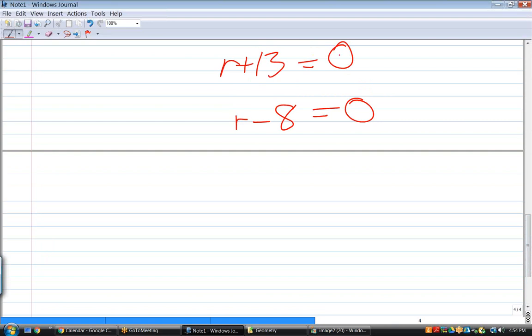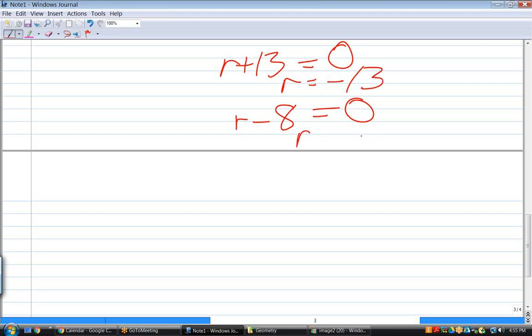If r plus 13 equals 0, what's r? R is negative 13. And if r minus 8 is 0, what's r? R is 8. Which one of those is our answer? 8. Correct, because you cannot have a negative radius.